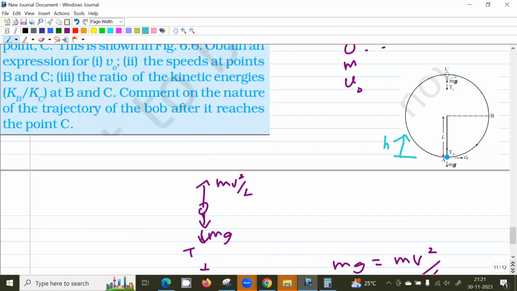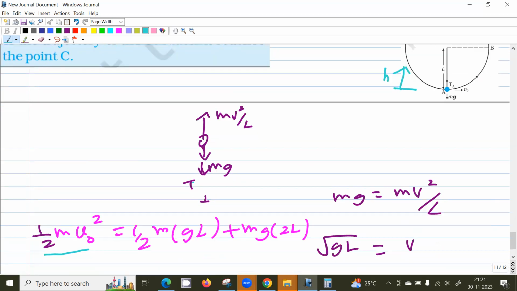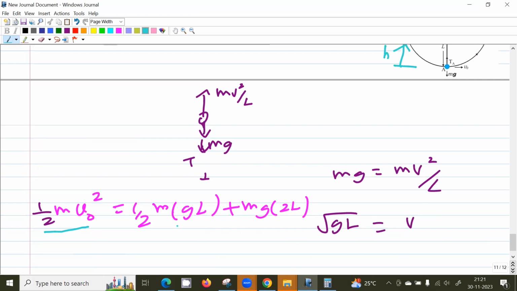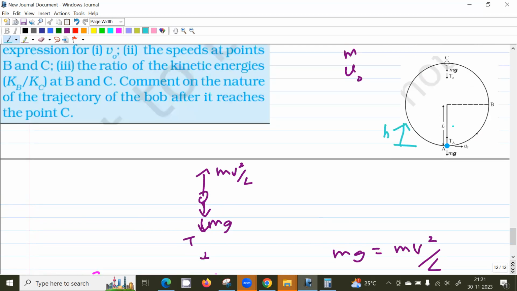So here the energy is half m velocity at this point square, that is half m root GL square. So this is the energy at the topmost point. And the potential energy at this topmost point, with this as reference, it will be mg times the height. This height is 2L, from here to here. L is the radius of the circle, the length of the string.